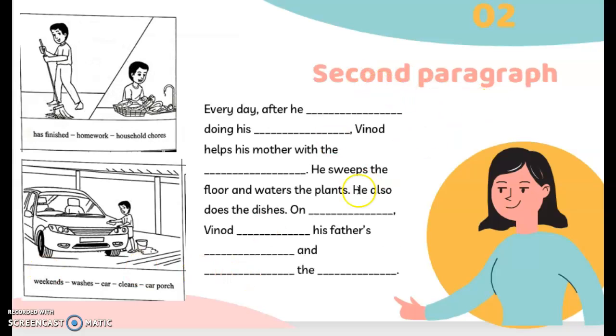For the second paragraph, I've combined these 2 pictures in a paragraph. Every day after he has finished doing his homework, Vinod helps his mother with the household chores. He sweeps the floors and waters the plants. He also does the dishes. On weekends, Vinod washes his father's car and cleans the car porch.